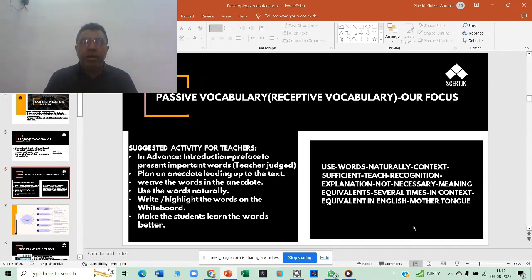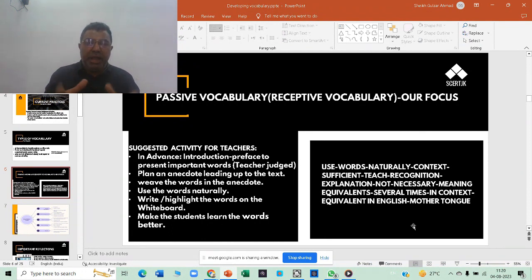Now let us think, because passive vocabulary, receptive vocabulary, is our focus in this presentation. Why? Because our learners need a huge treasure of passive vocabulary, the vocabulary that later on moves to active vocabulary, and that will help them to understand the text in context, to read with comprehension. For reading with comprehension, we most of the time need passive vocabulary.